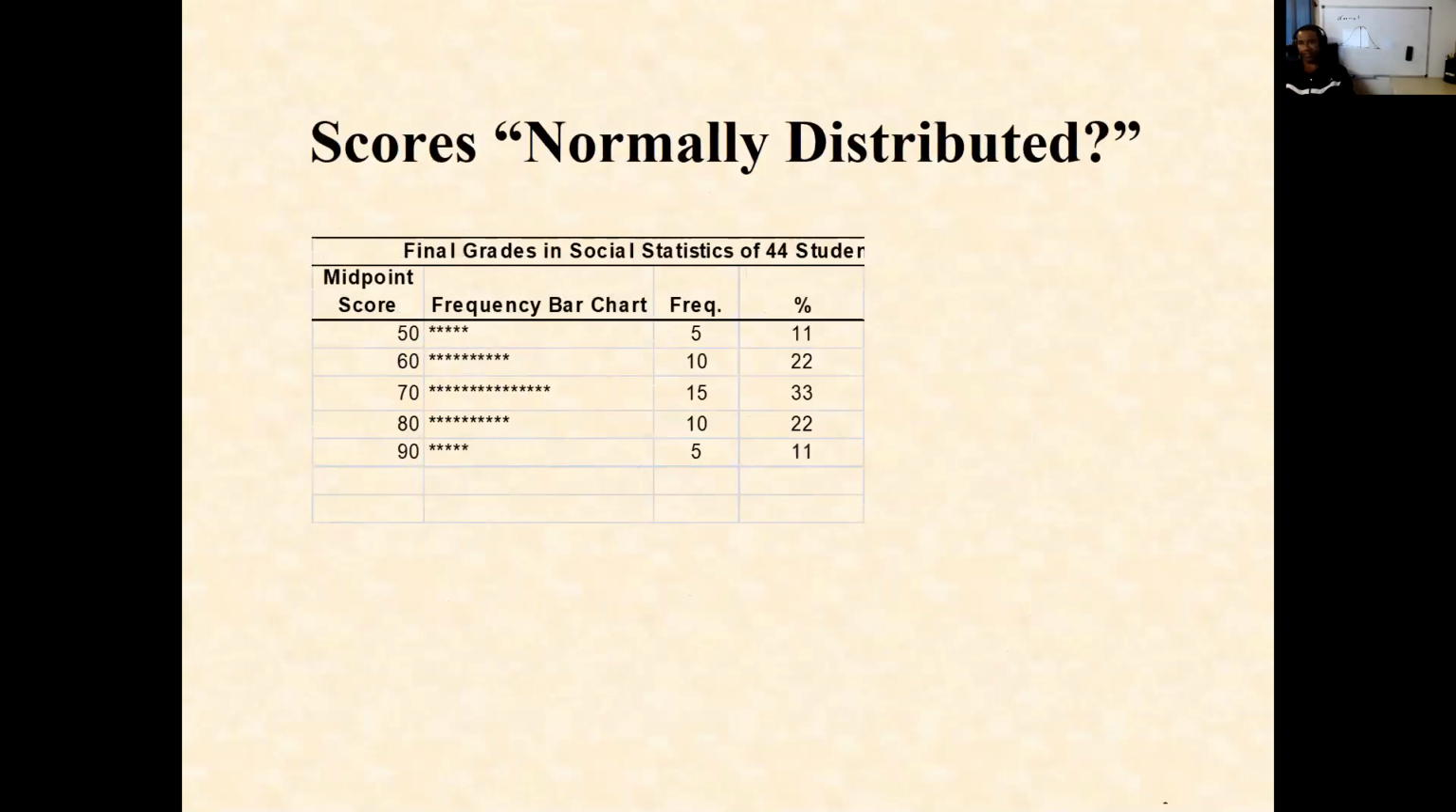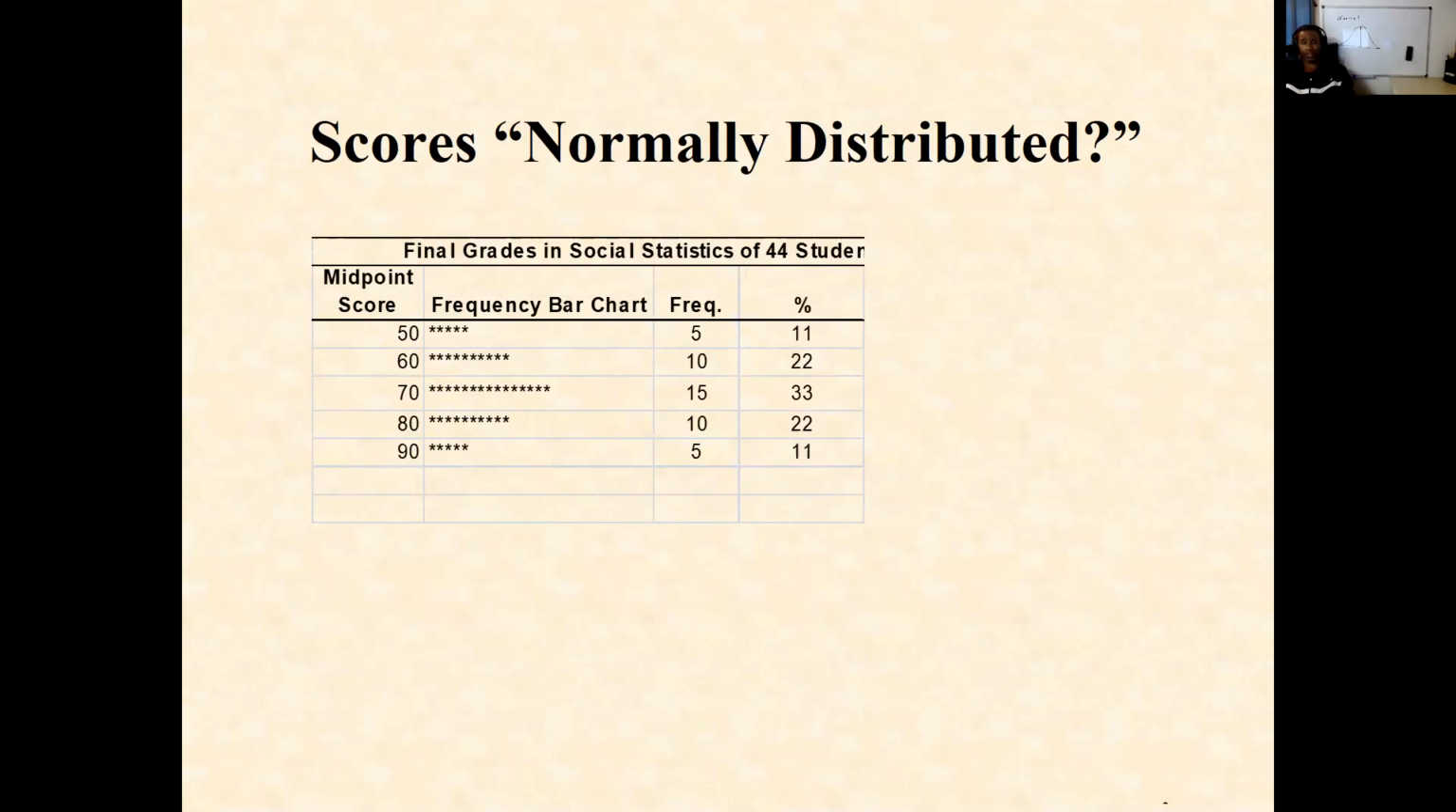So taking a look at this, let's just say that these are the final grades in my stats class for 45 students. I know it says 44 there, a mistake. Textbook created this, not me. But so there's 45 people, okay? And these are the final grades.